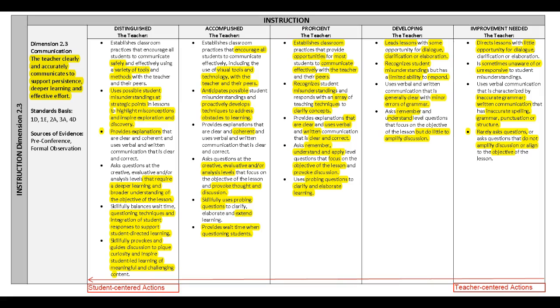There are also a list of look-fors that are aligned to each of these rubrics that is kind of your little short list of what to look for for each of the dimensions, and we will also share those with you.